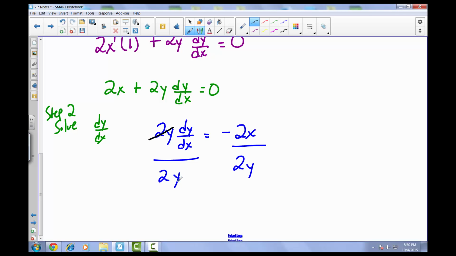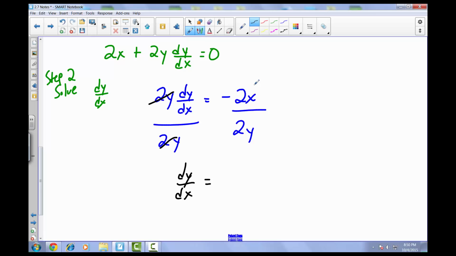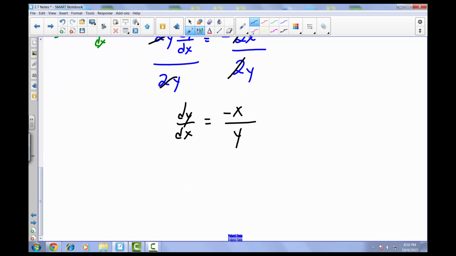We would end up with them canceling on the left side, leaving us with dy over dx is equal to, it appears that our negative 2 would cancel out with our 2, leaving us with negative x on top over y. So there we've gone ahead and solved for our dy dx. Now step 3 says to substitute your x and y into the equation to figure out your tangent slope. Because again, your dy dx, your derivative of y with respect to x, is in fact your tangent slope. As a result, we can go into step 3 and substitute in our x and y.